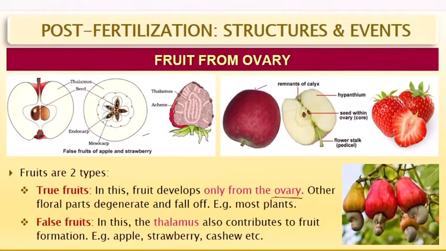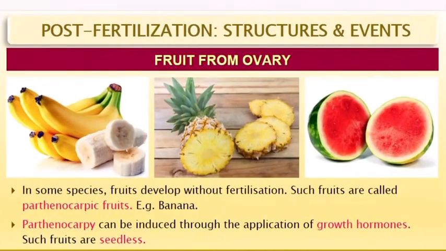But there are false fruits. In this, the thalamus also contributes to fruit formation, like in apple, you can see here, apple, strawberry, cashew nut. In all these, the fruit is a false fruit. We say pseudo fruit because it is not only the ovary. Ovary plus thalamus becomes the fruit. That's why we call apple, strawberry, cashew nut false fruits.